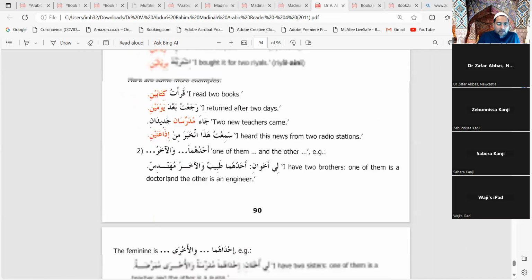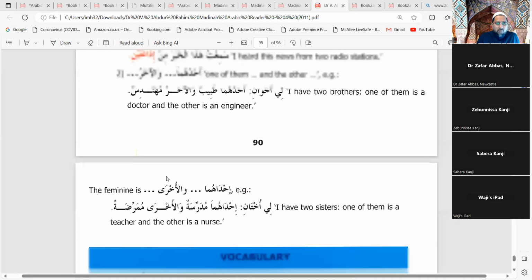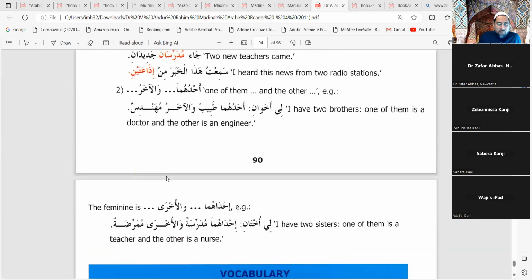Excellent. Okay. And the final number 2, it's أحدهما والآخر. One of them and the other. Example: لي أخواني أحدهما طبيب والآخر مهندس. I have 2 brothers. One of them is a doctor and the other is an engineer. And the feminine for that is إحداهما والأخرى. لي أختان إحداهما مدرسة والأخرى ممرضة. I have 2 sisters. One of them is a teacher and the other is a nurse.